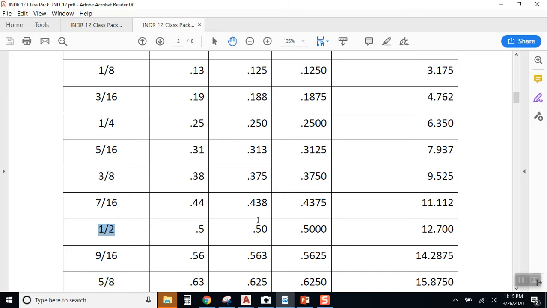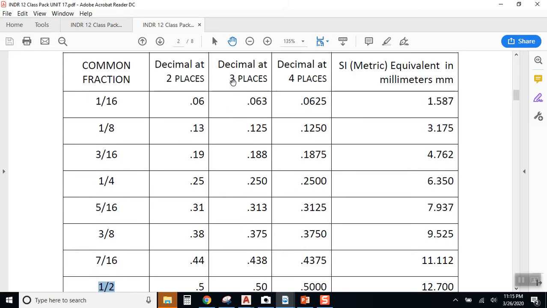So what you want to do is figure out how many decimal places you're working to, and then do your conversion by looking at the equivalent. How about 1/4? We know 1/4, if we go to 2 places, is 0.25. If we go to 3 places, it's 0.250. And if we go to 4 places, it's 0.2500. Okay, so you already knew that though, right? You knew a 1/4 inch was 0.25.